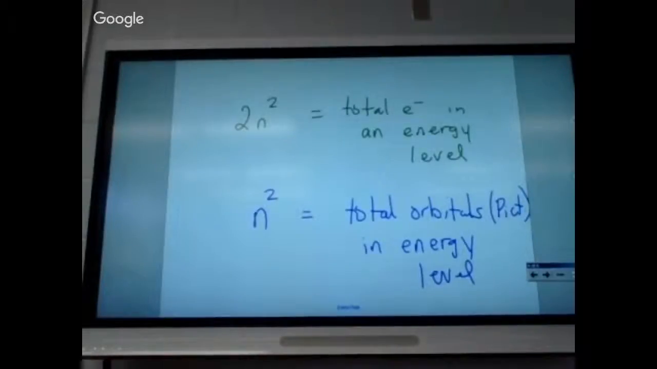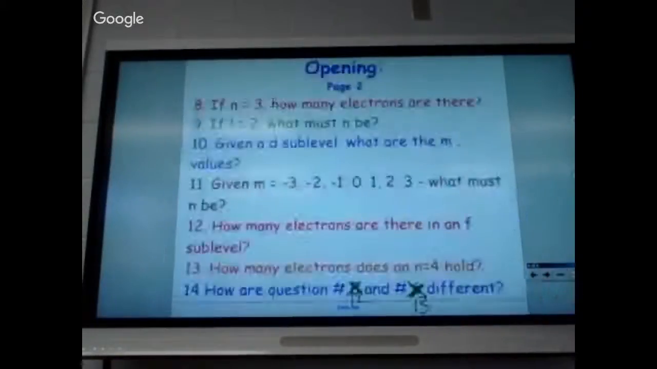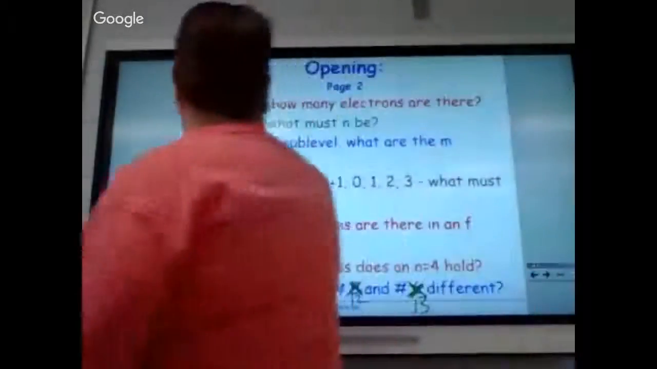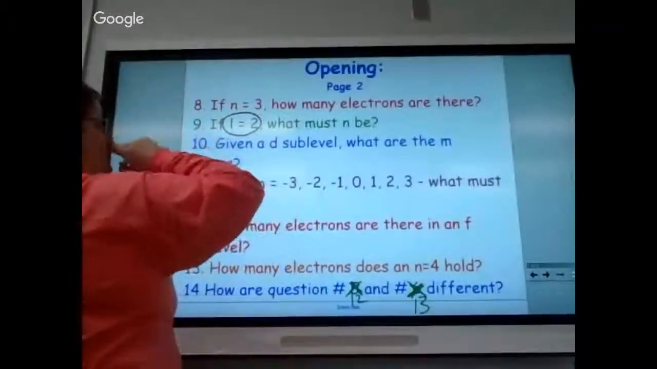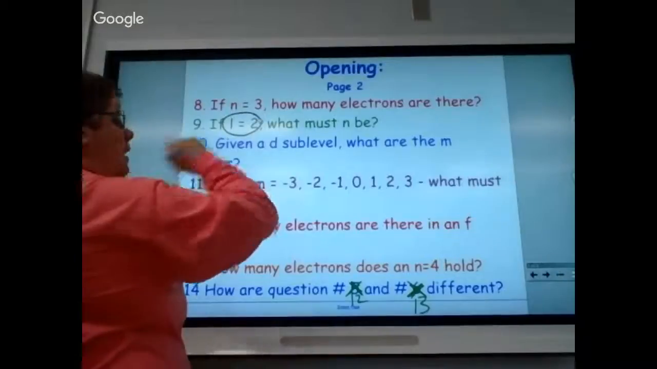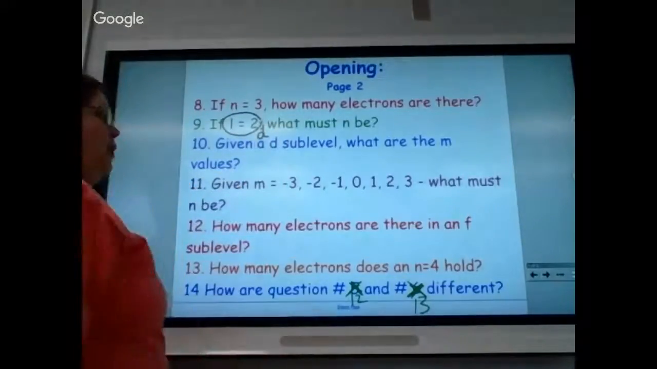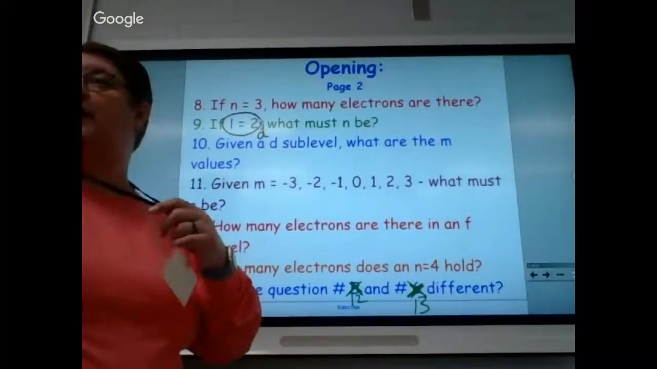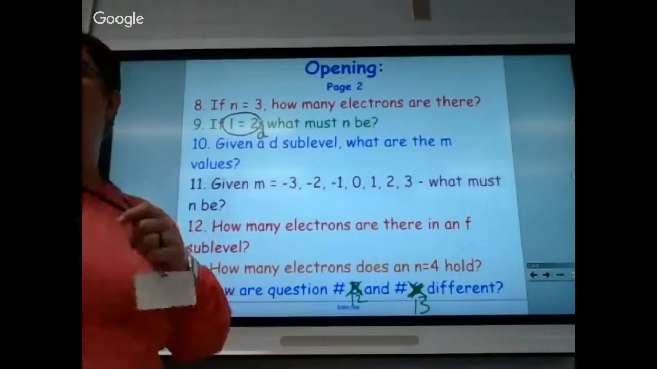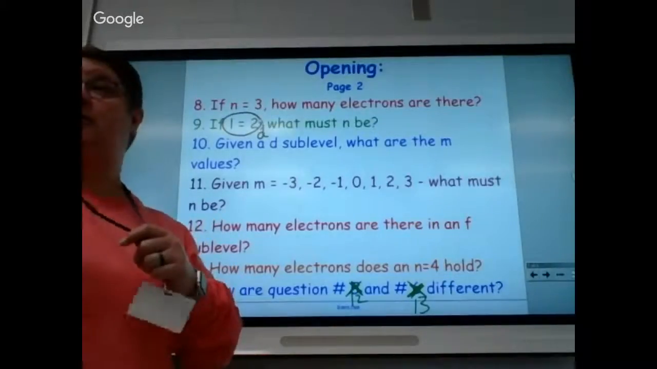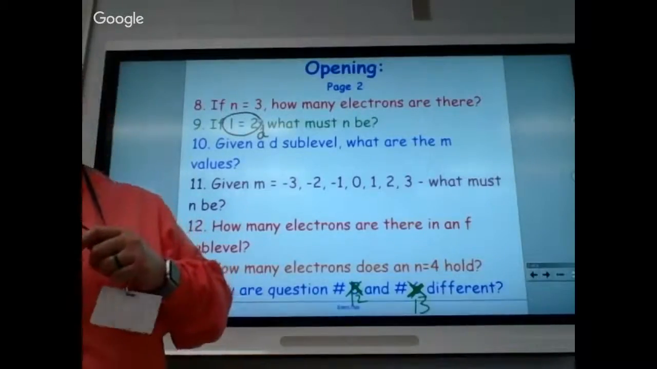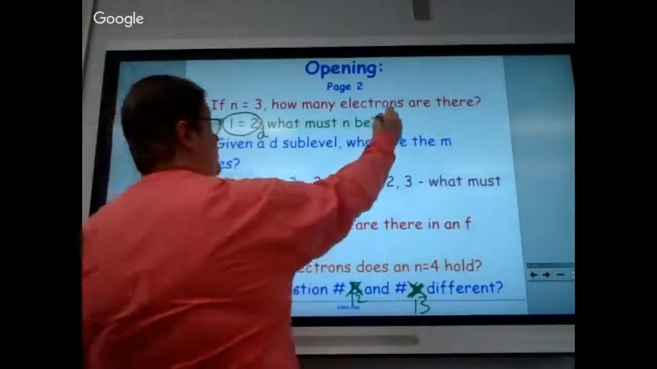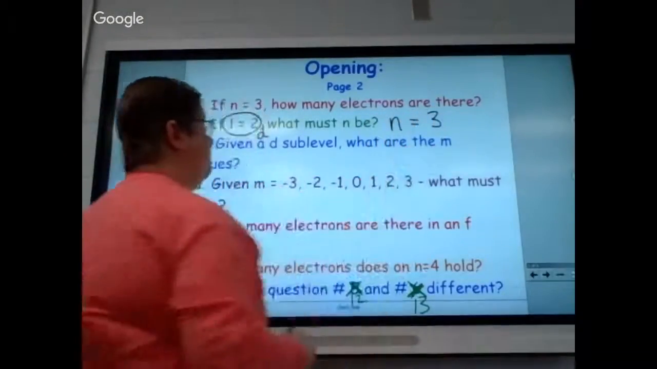All right. Number 9. If L equals 2. First of all, what does L equals 2 mean? You have to know the sublevel. L equals 2. Is that S, P, D, or F? It's a D sublevel. So what sublevel is D? Is it the first, second, third, fourth sublevel? S, P, D is the third sublevel, right? So in order to have a third sublevel, N has to be 3.